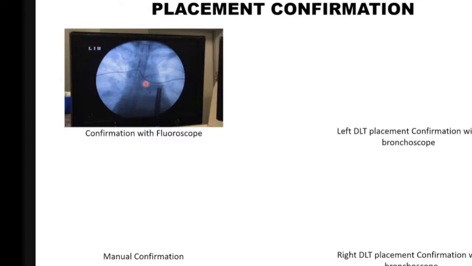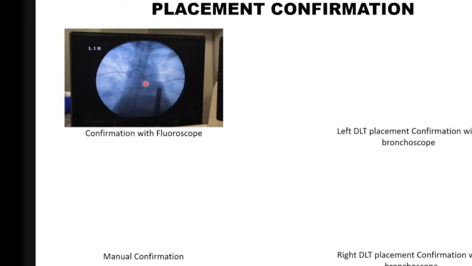Next, we further confirm the placement of the tube. We attach the attachments, and then we check by auscultation. In step one, we inflate the tracheal cuff, and then we see the bilateral air entry.